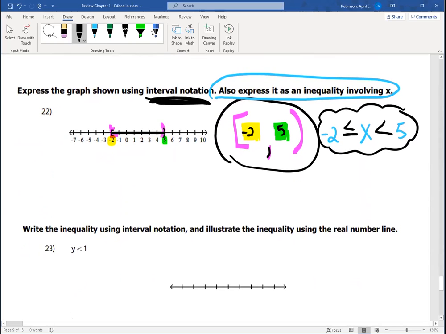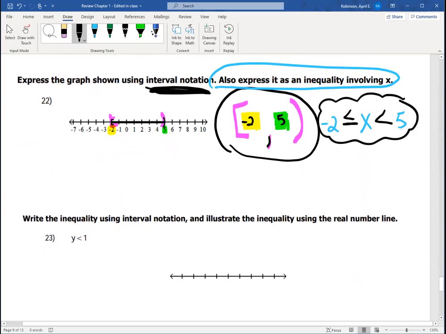All right, and then the next one gives it to you as an inequality, wants you to write it in interval notation and also express it on a number line. I'm going to do the number line first because it just is easier. So somewhere I need a 1. Let's just make this the 1, which means this would be 0 and this would be 2.